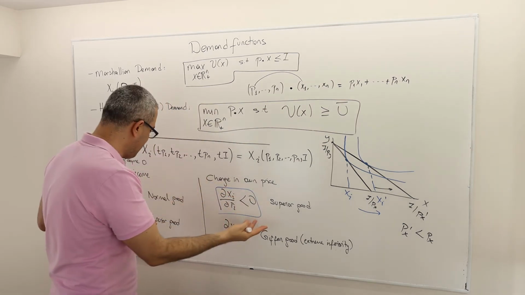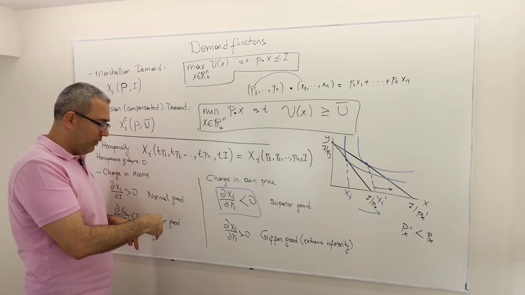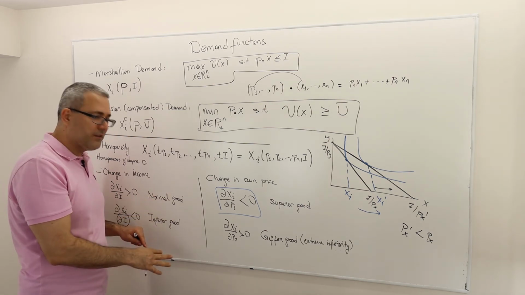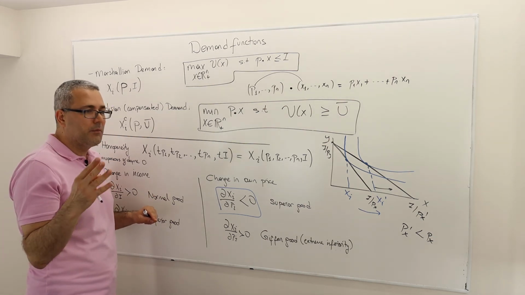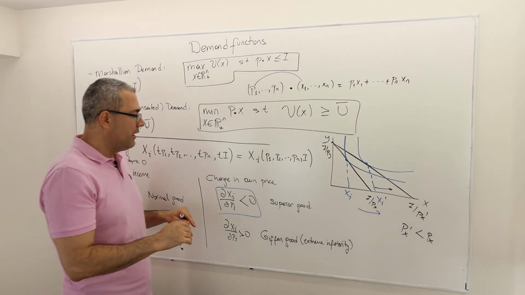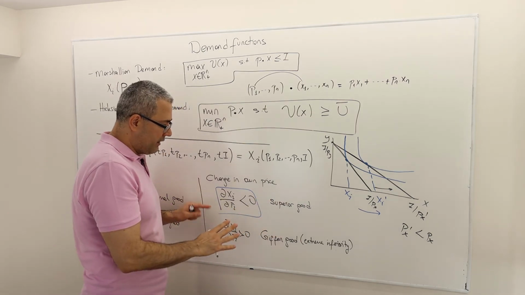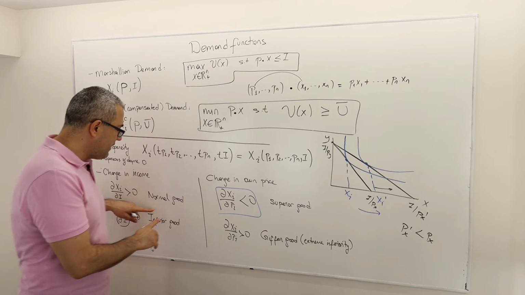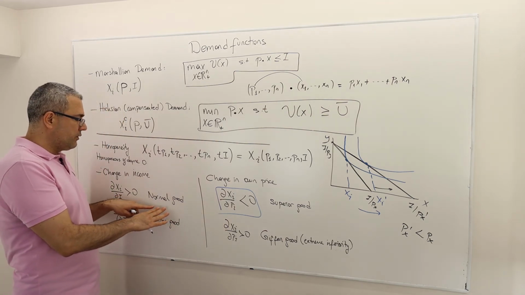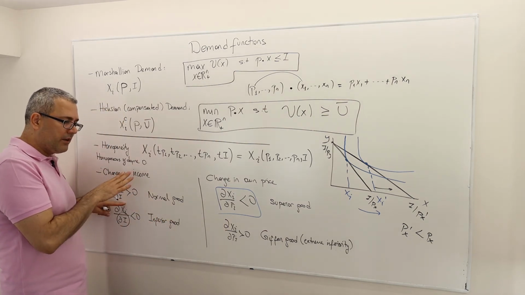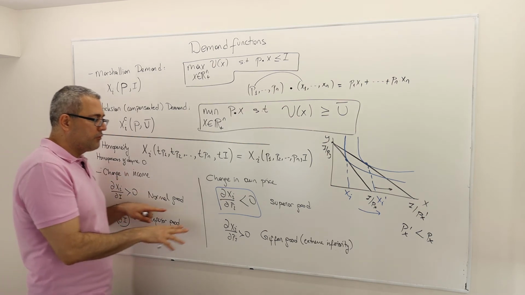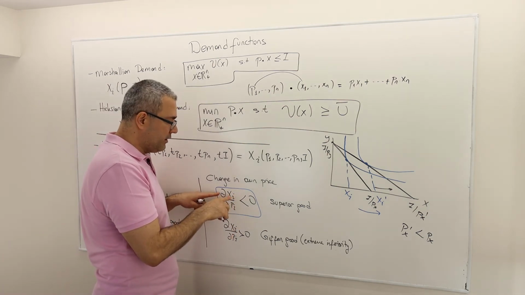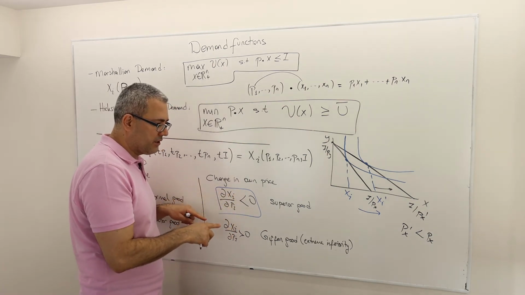I just jumped here. I was actually aiming to talk about normal good versus inferior good. I'm sorry for this mix-up. I'm going to come to it. So the superior good is different than the normal good. For the normal good, the income is higher, you consume more. For the superior good, the price is higher, you consume less. There's a negative relationship.